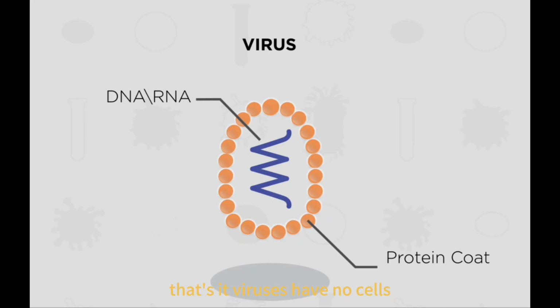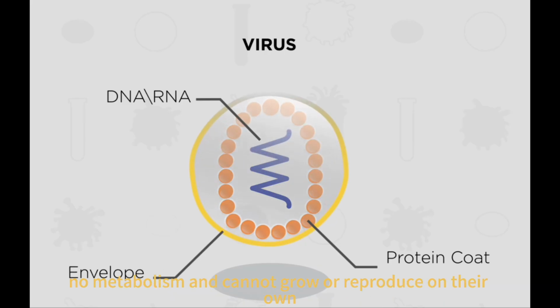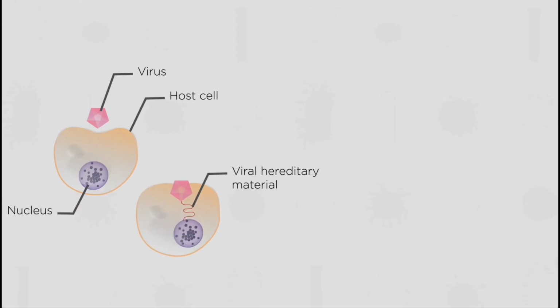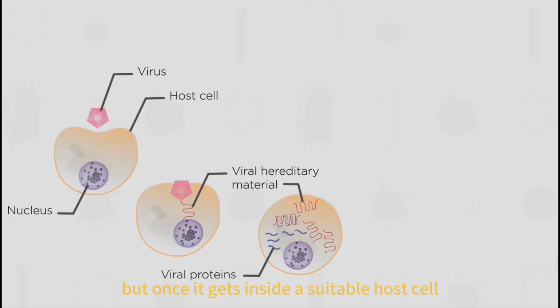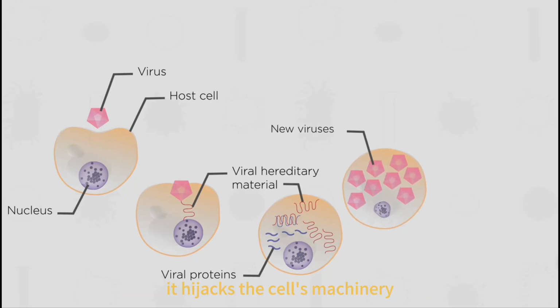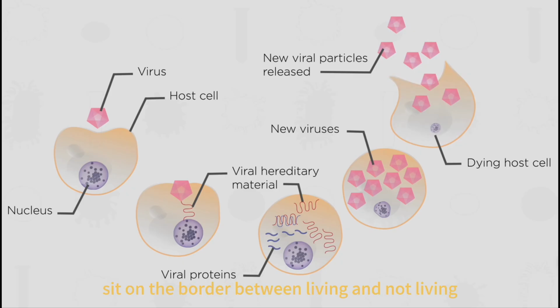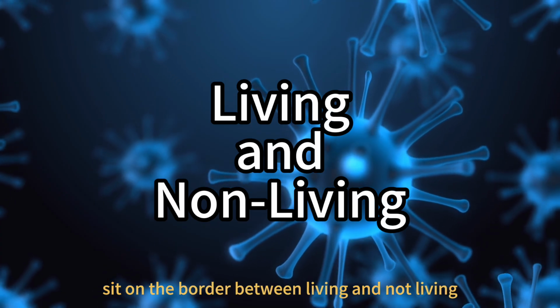That's it. Viruses have no cells, no metabolism, and cannot grow or reproduce on their own, floating on a surface or in the air. A virus is inert. It cannot do anything without a host. But once it gets inside a suitable host cell, it hijacks the cell's machinery to make copies of itself. Because of this dual nature, inert outside the cell, active inside, scientists often say viruses sit on the border between living and not living.